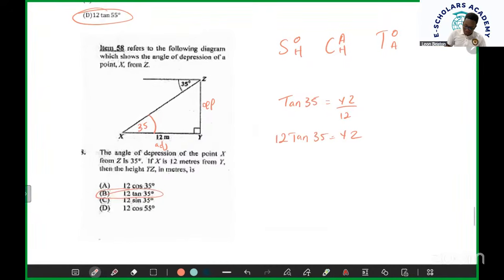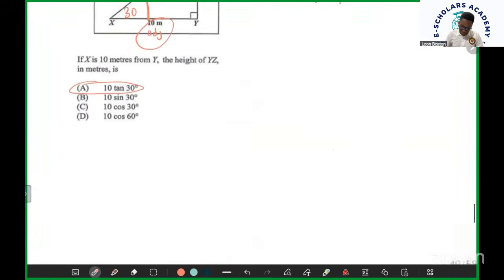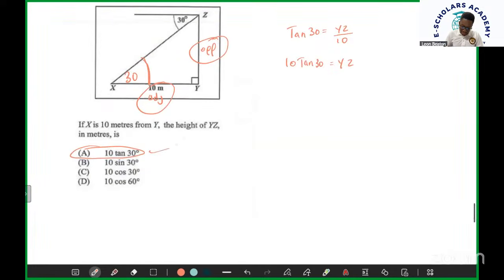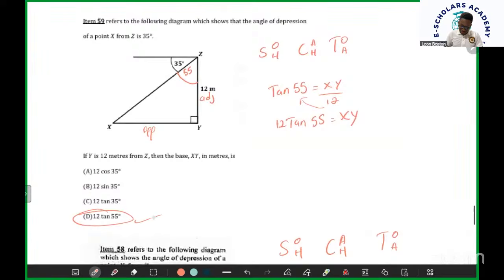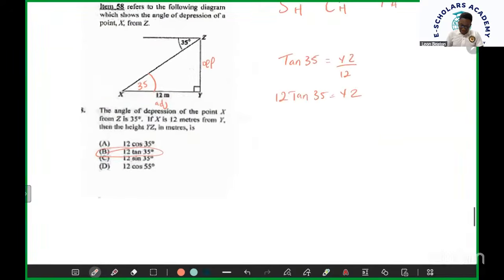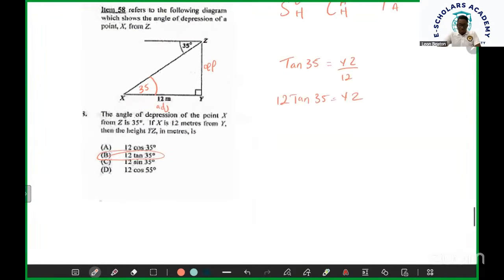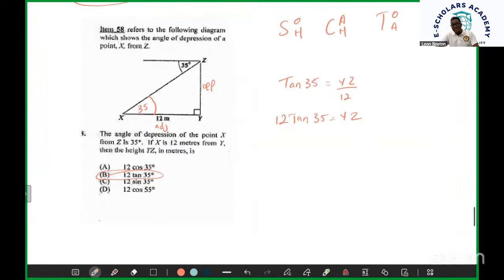So let me see the answers above if we got 12 tan 35. Actually, no, we got 10 tan 30. And this one was 12 tan 55, right? So that's why it's important to learn how to work these things out rather than just cramming the answer.